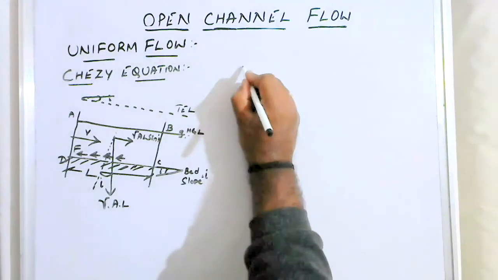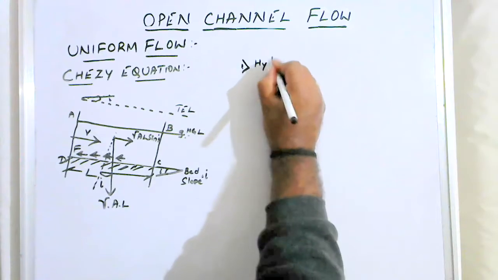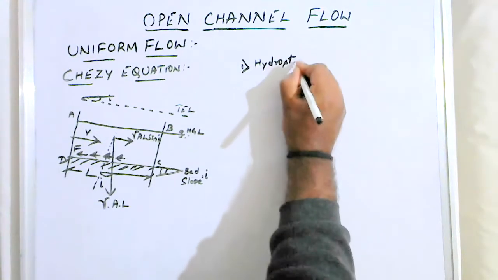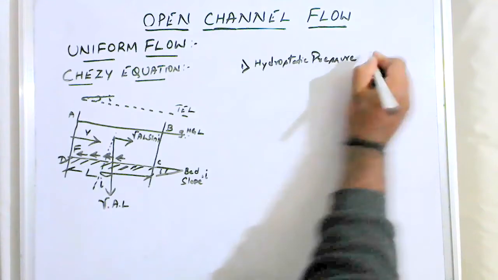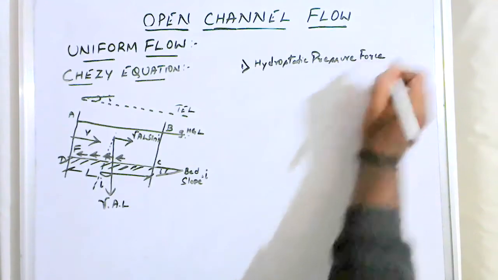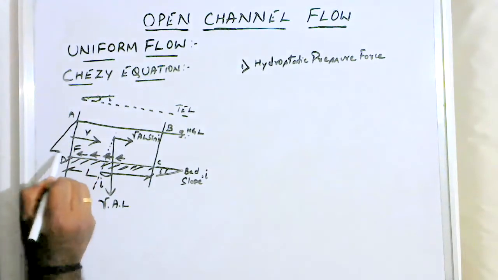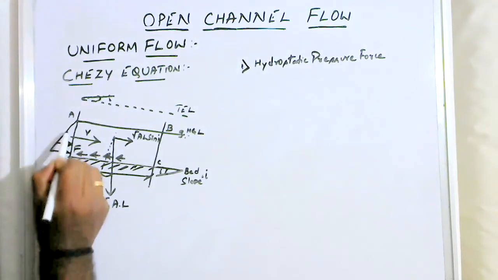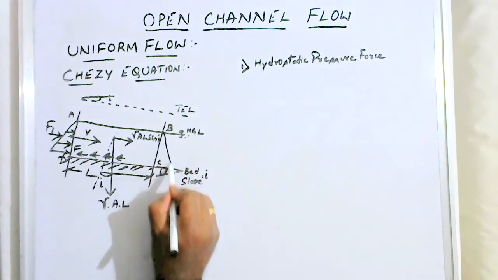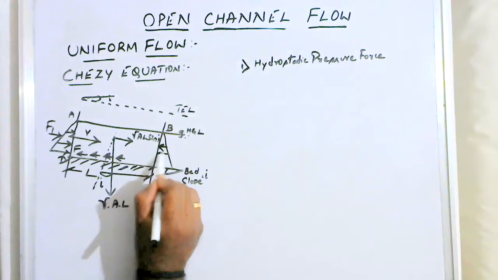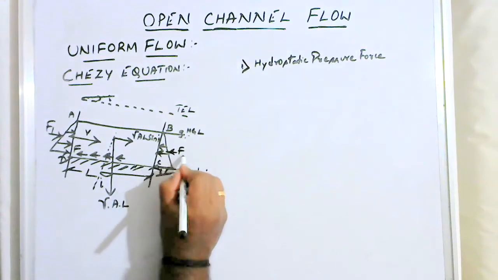So now, Chezy has considered three forces. The very first force is the hydrostatic pressure force. As I discussed, the pressure force will be hydrostatic in nature. So if I take the hydrostatic forces, this will be my variation at this point. This force I'll take as F1. Similarly, at the other face, the hydrostatic force I take as F2.